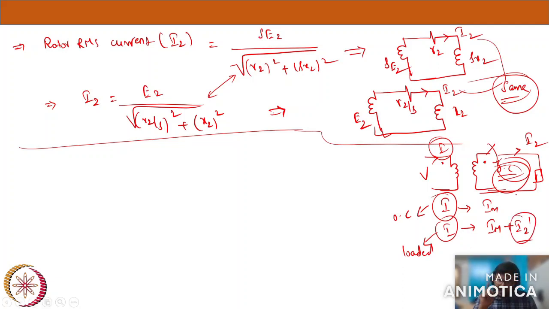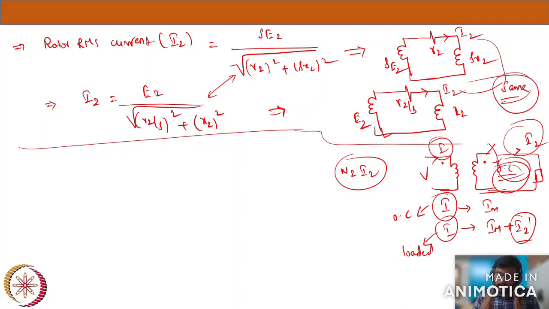That additional current I2 dash balances out the I2 in the secondary side, because the concept is, once the flux is set up in the core, that flux should remain constant. Because of this additional current drawn by the secondary, additional MMF is coming into the picture. MMF is turns multiplied by current, so N2 I2 is coming in. So now I have to counter it, because my flux should always remain the same.